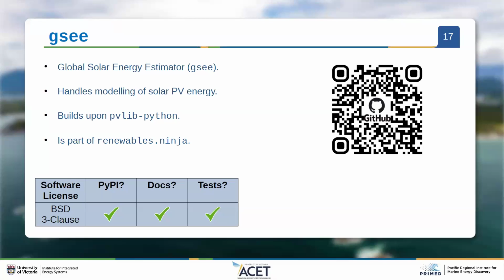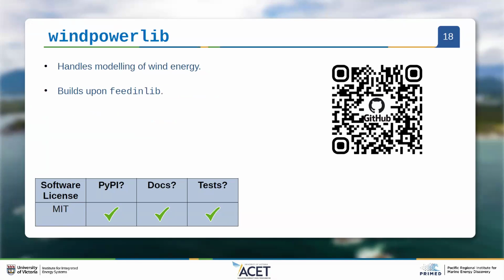The Global Solar Energy Estimator, so that's what GSEE stands for. This is built on top of an older Python library that does solar PV modeling in quite a lot of detail. And this tool works well, so I'm definitely going to be working with this more moving forward. Wind Power Lib, that is a project that was spun off of Feed-In Library. Feed-In Library was a tool for modeling the feed-in of different renewables into the grid overall. And then this package was made with a focus on the details of wind energy.